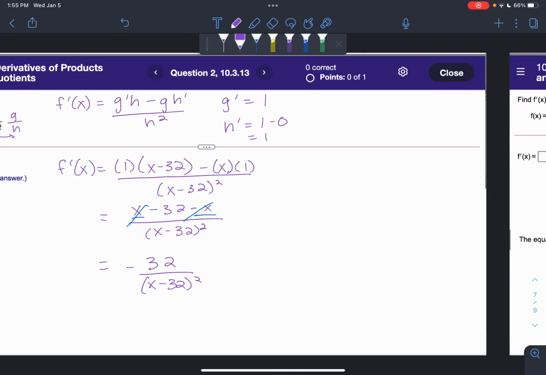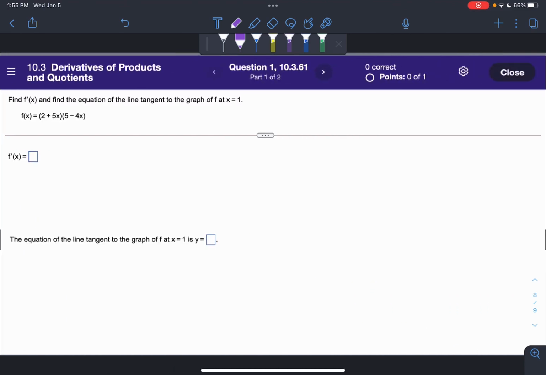All right, so let's do two last problems. It's kind of a little bit of an application. So we have f of x here. It kind of already looks like there's a product going on, so I might need the product rule. I want to know the derivative, and then I want to find the equation of the tangent line. So that's kind of applying the derivative.